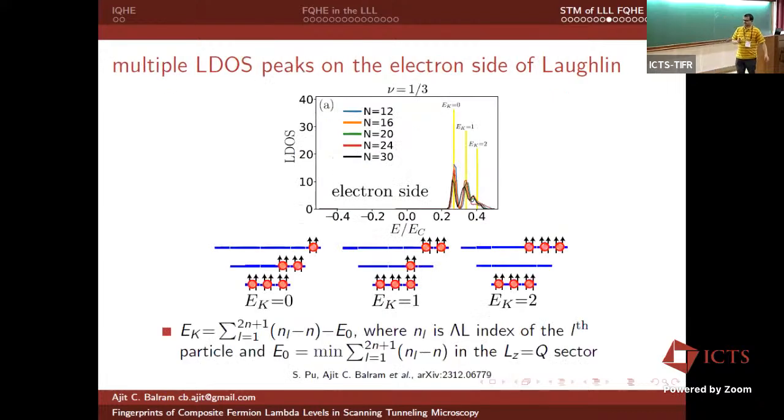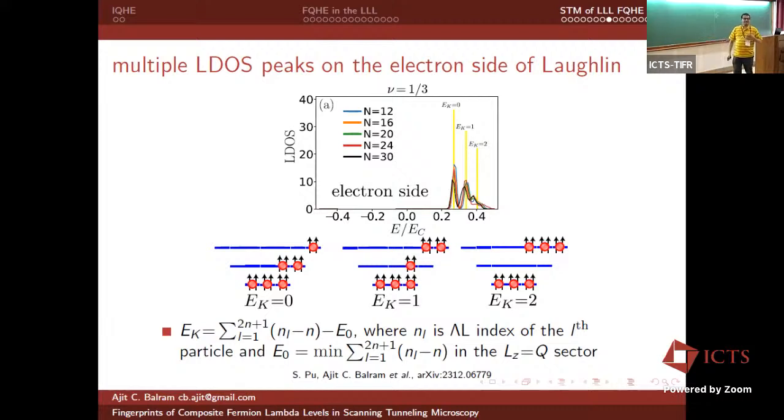Okay, so in general, what can happen is that you can get multiple peaks. How do we understand these multiple peaks? On the hole side, we saw that there was only 1 peak, but on the electron side of 1/3, you see 3 peaks. So how do we understand that there can be 3 peaks? On the electron side, you can have 3 quasi-particles that can go to different lambda levels. The lowest lambda level is always occupied. Now I can put 3 quasi-particles in this configuration or this configuration or this configuration.